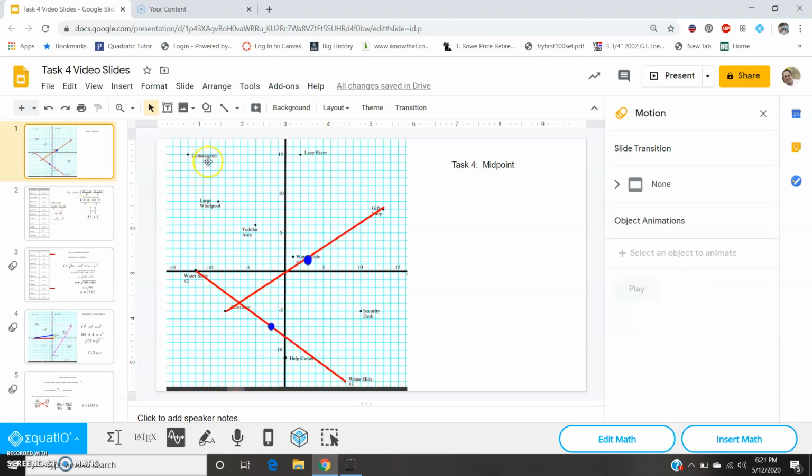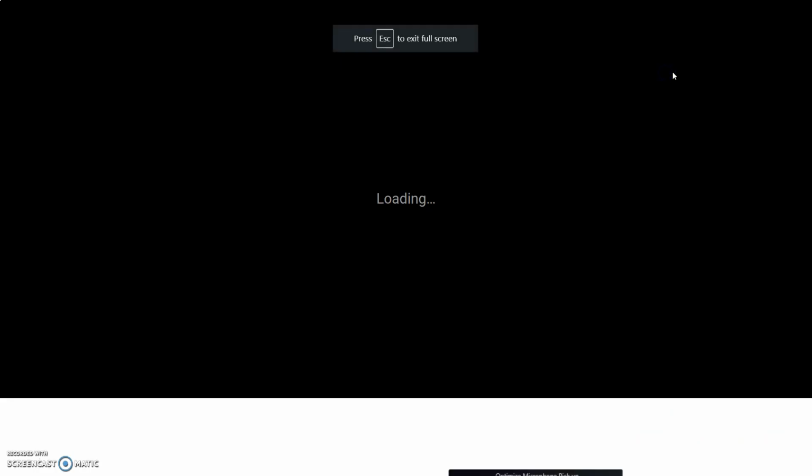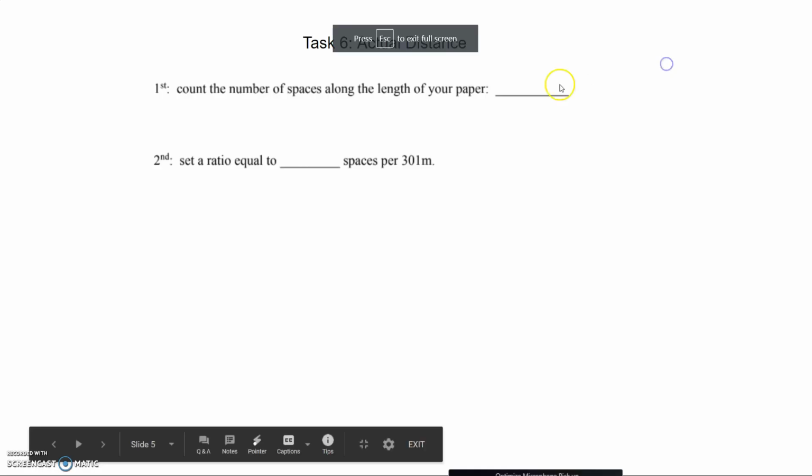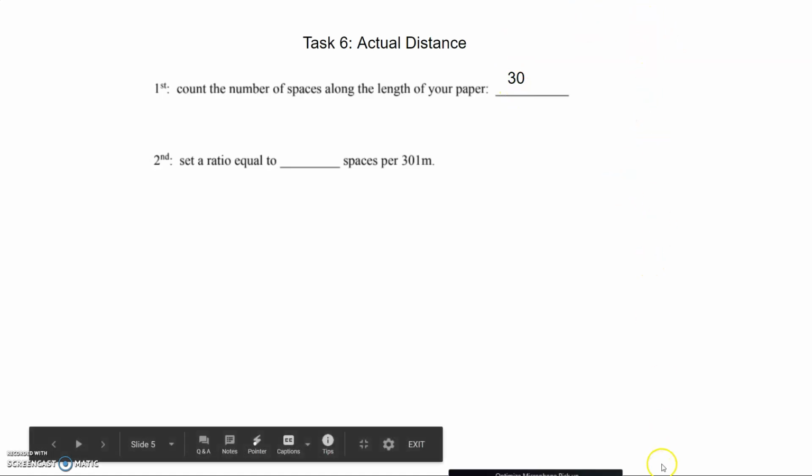So I went up here, on the Y, the range is essentially 15 to 15, so I just counted 30. We didn't have anything up here, so no big deal. I'm just going to count from here to here. 15 and 15 is 30, so I counted 30 squares. That is what I'm putting right here on my paper. Yours may very well be different, so make sure you count the squares, count the lines along the length of your graph paper.